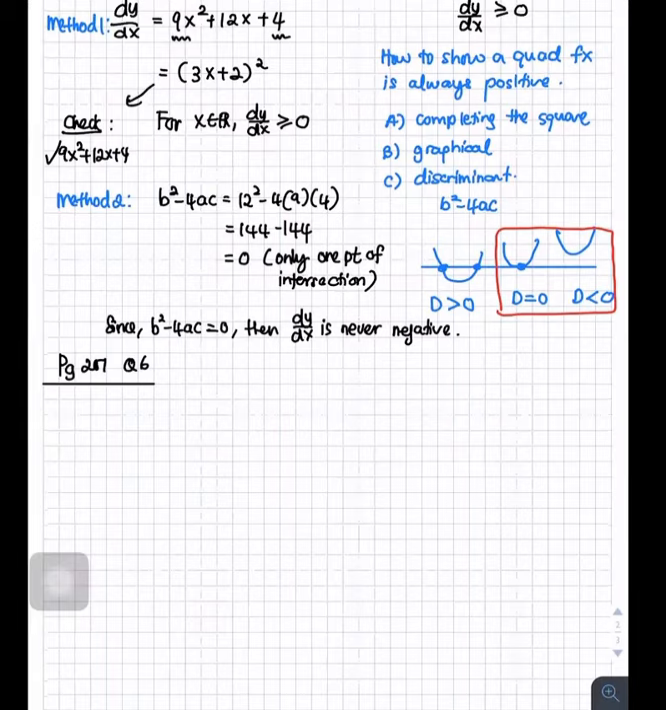Find the gradient of the curve y equals x minus 3 over x plus 2 at the points where the curve crosses the x-axis. Okay, what does it mean when you say crosses the x-axis? y equals 0. Very good. You do that later, but I'm interested in the gradient now. Now tell me the method to find the gradient.